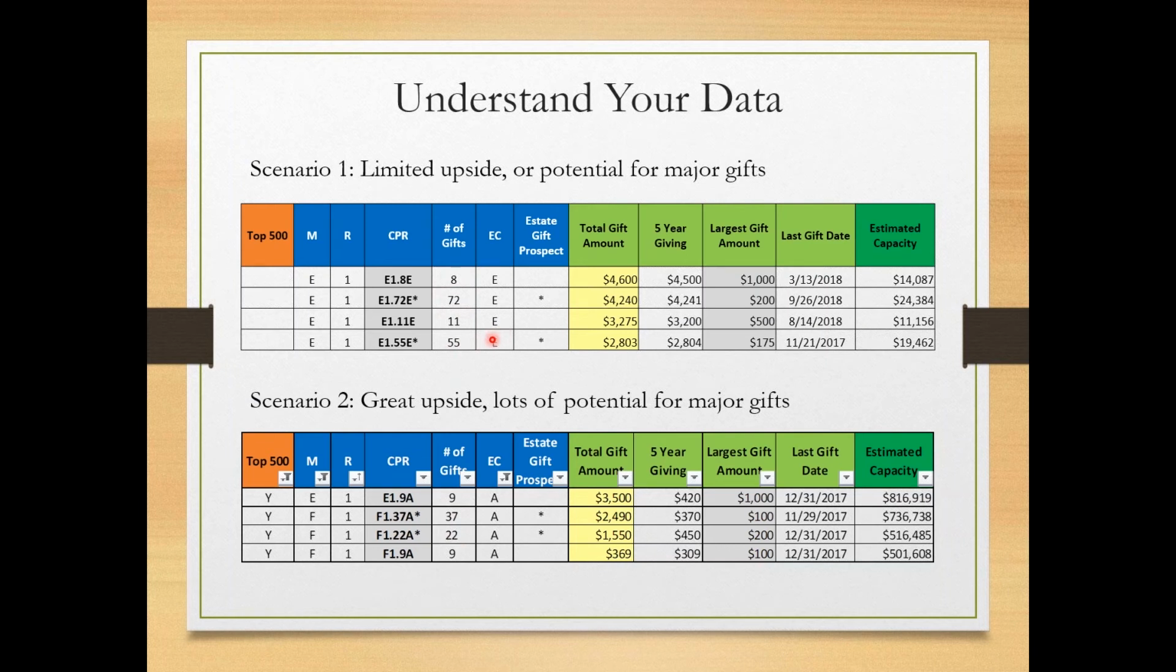However, you can't really squeeze blood out of a turnip, and you're not really going to have an easy time converting somebody who doesn't have the capacity into a major gift prospect. These people are probably already giving at their maximum level. They just love your organization, and they're doing everything that they can.